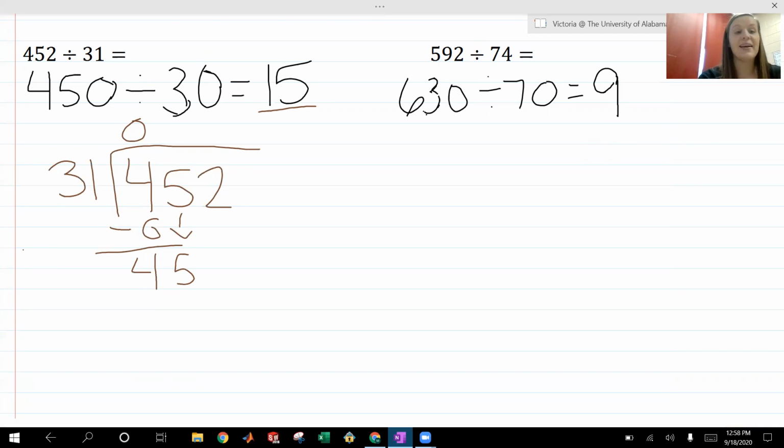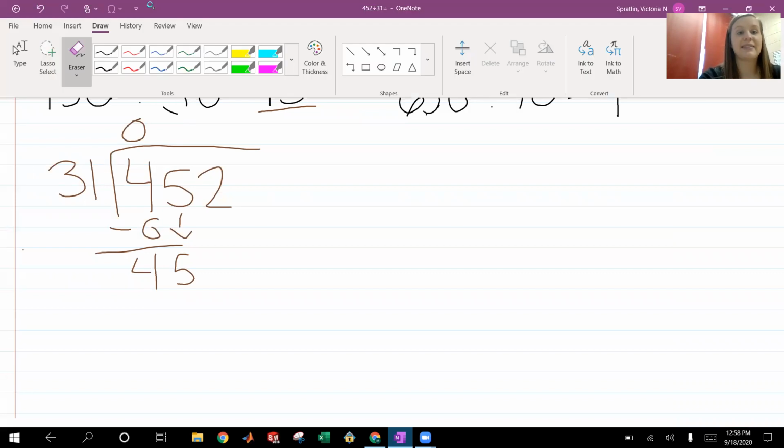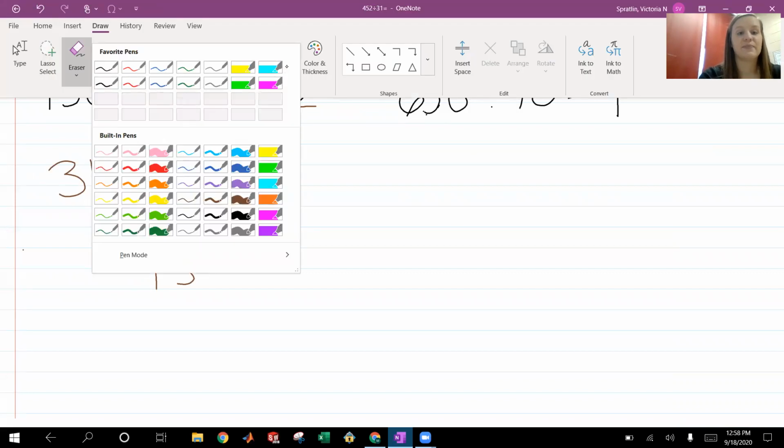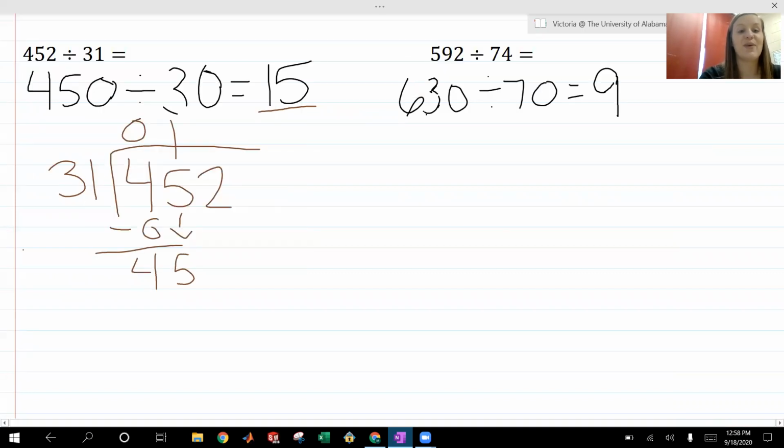Just once, right? So now I'm on my eraser. One second, guys. Okay, just one time. What is 31 times 1? I'm on that multiplication step. It's just 31. So I'm going to have 45 minus 31. What is 5 minus 1? 4. And 4 minus 3 is 1. What is my next step? To bring down that 2.